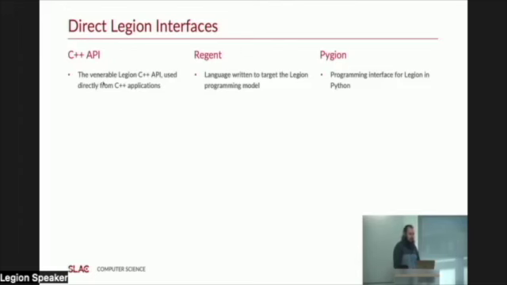Legion is written in C++. It's exposed in a number of ways. C is also Fortran, but it's any of the ways that you like to program.